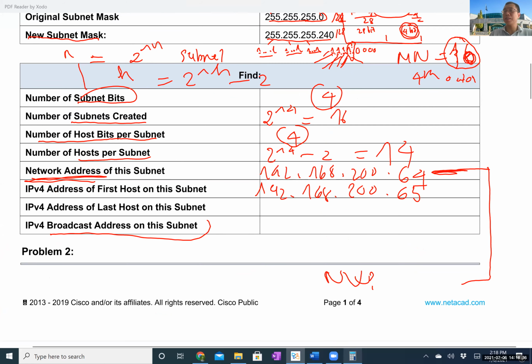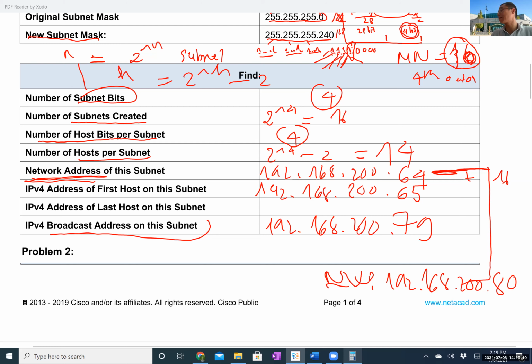And the magic number here is 16. Remember, the network address only increases by the step of the magic number. So for the next subnet, you add the magic number, and the next network address is 192.168.200.80. The broadcast address for this subnet is the one right before the next one, so you have 192.168.200.79. It is the broadcast address.